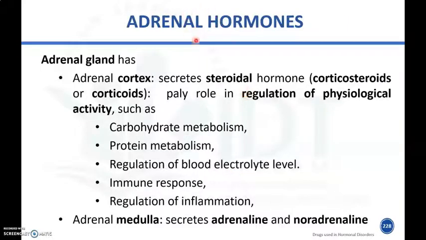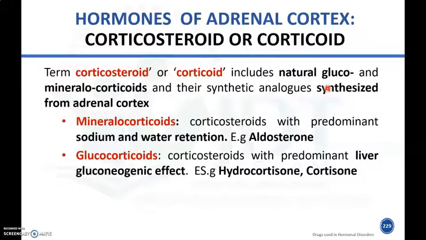Now coming to the adrenal hormones, the adrenal gland has two parts, as we mentioned before: the adrenal cortex as well as the adrenal medulla. The adrenal cortex will secrete steroidal hormones known as corticosteroids or corticoids, which play a role in regulation of physiological activities like carbohydrate metabolism, protein metabolism, regulation of blood electrolyte level, immune response, and regulation of inflammation. The adrenal medulla will secrete adrenaline as well as noradrenaline. In this topic, we will discuss more about these corticosteroids.